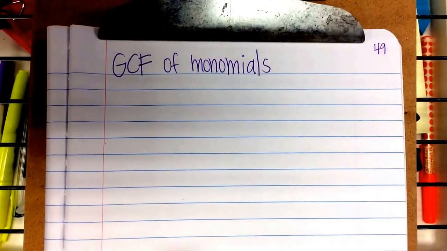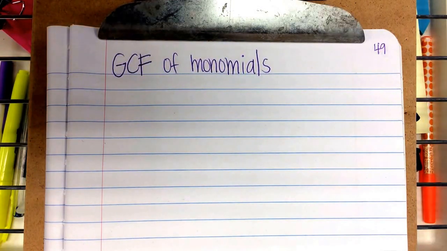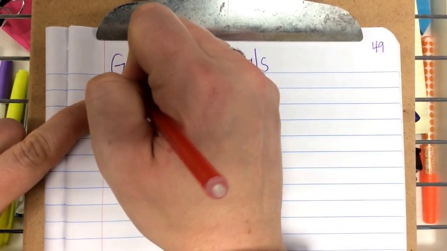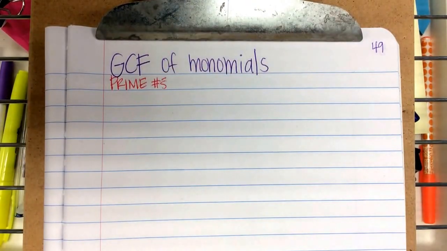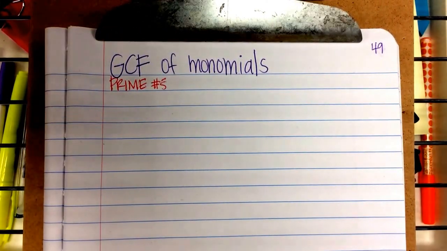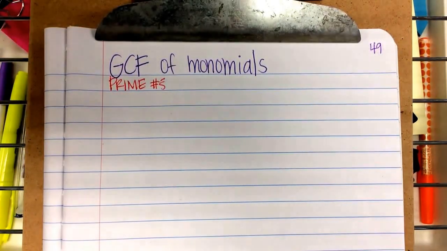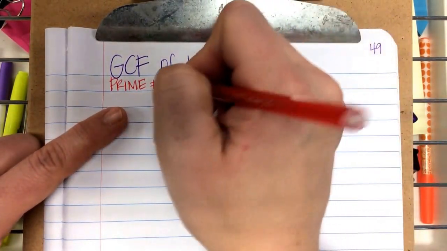Greatest common factor of monomials. The key to finding the greatest common factor is to know your prime numbers. The key to knowing how to factor to find your GCF is to know your factors.